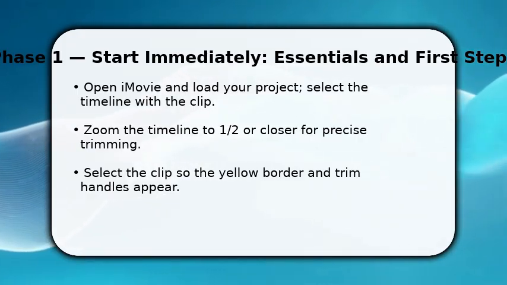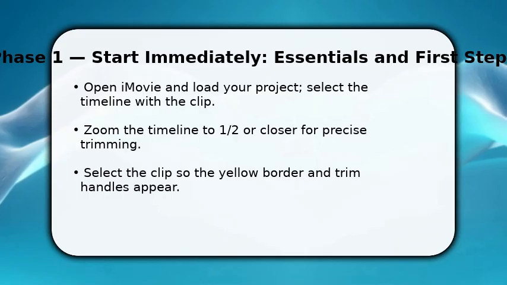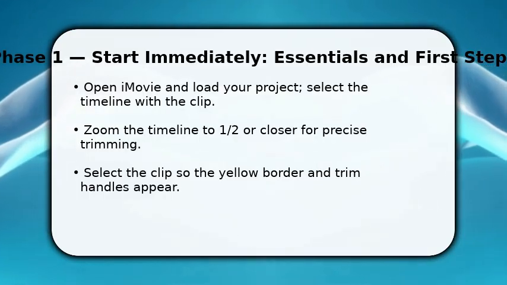Make sure the clip is selected. You'll see a yellow border and handles. You're setting up precision, not just cutting. That's why we zoom and select first. This prevents accidental edits elsewhere and speeds the next steps.